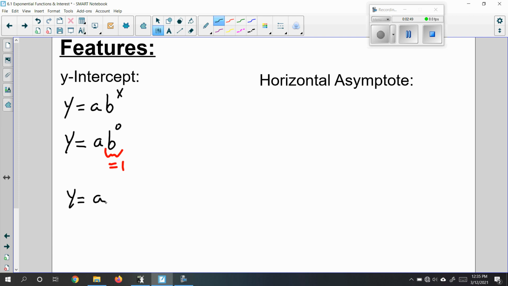Exponential functions also have what's called a horizontal asymptote. The horizontal asymptote of an exponential function is the line y equals 0. Note, if we perform transformations, this can change. So if we shift the function up or down, the asymptote will change.